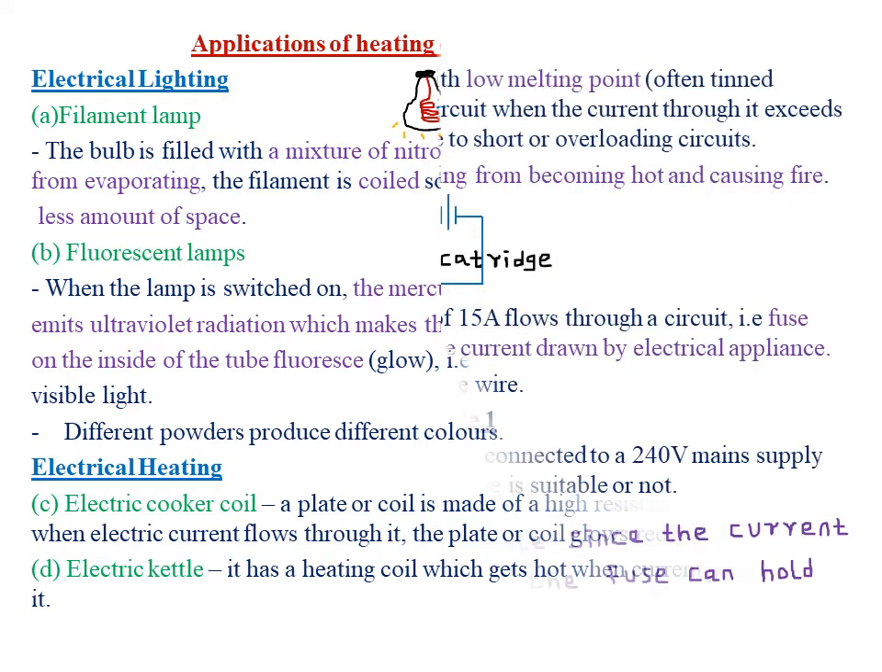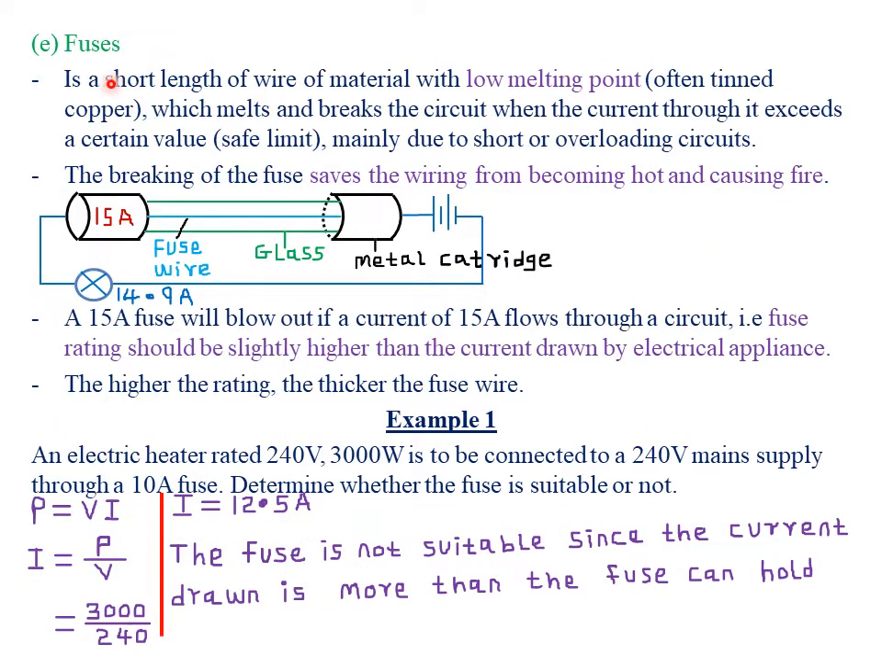Next, our next application is in fuses. So a fuse is simply a short length of wire of a material with low melting point. So for a material to be used as a fuse wire, the characteristic that that particular material must have is that it must have a very, very low melting point. The material that we usually use to make the fuse wires is tinned copper. So that is, the copper material is usually used to make the fuse wire.